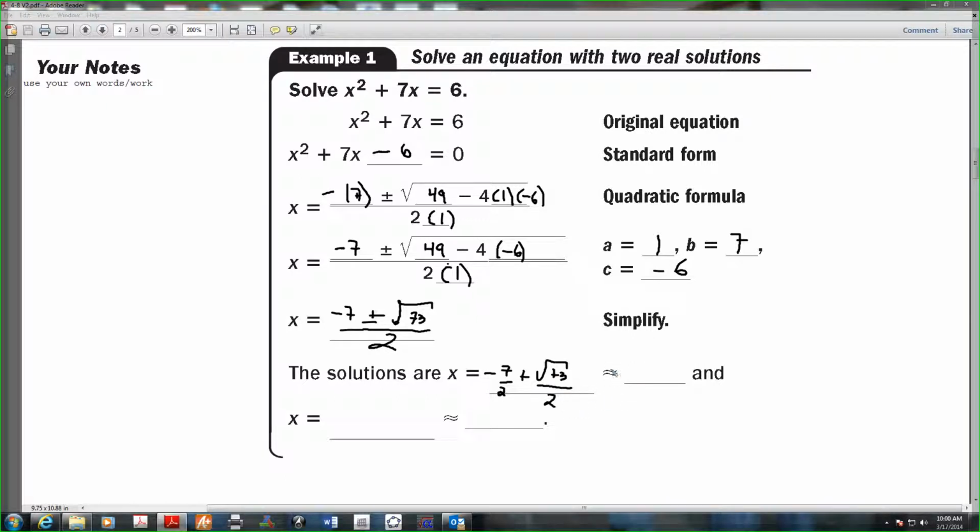You can always put it in decimal form, but we're not going to use that in Algebra 2. We're just going to leave it expressed as a radical, so negative 7 over 2 minus square root of 73 over 2. Those are our two answers.